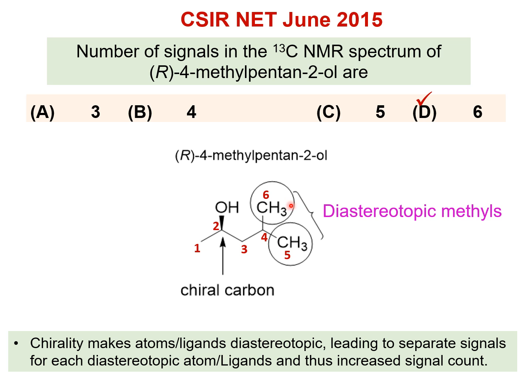So, as chirality induces diastereotopicity, the number of signals may increase as the chemical environment of each diastereotopic atom or group is different.